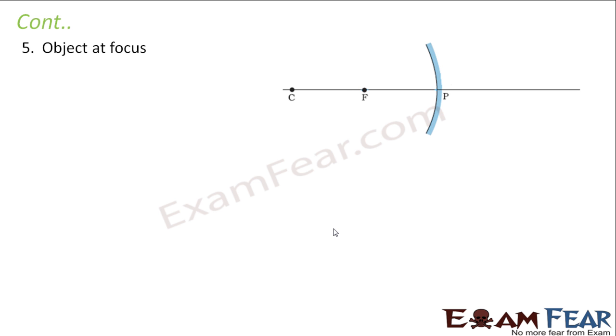Let us bring the object even more near to the mirror. So let us place the object at the principal focus. So now we have our object at F. In this case again, a ray of light parallel to the principal axis after reflection passes through the principal focus, right? Another ray of light, let us suppose it falls obliquely to the pole making some angle theta.